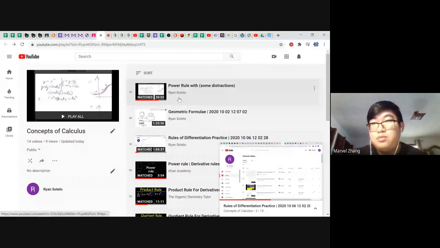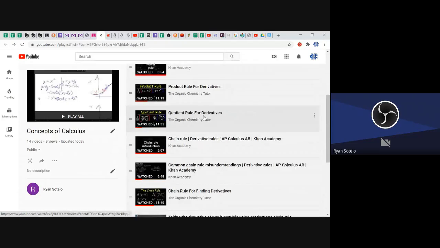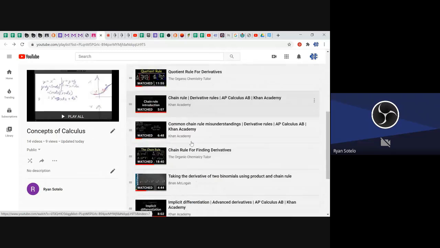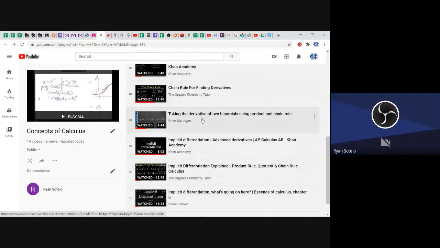Otherwise, I just posted all these. They go to the power rule, the product rule, the quotient rule, the chain rule. I did like 3 on the chain rule because people always struggle with that. Then there's a more complicated one where it's the product rule, where you have to use the power rule and the chain rule, and so on.